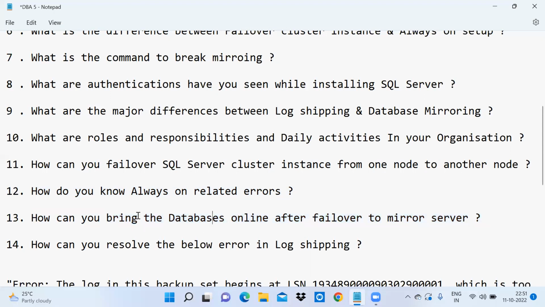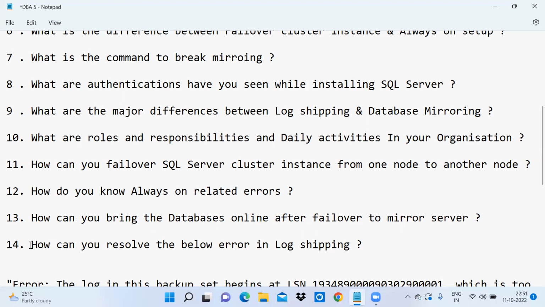So in database mirroring, principal server and mirror server is there. Application is connected to principal server, right? Whenever we failover in mirror, okay, before that in mirror server our database is in restoring mode, right? When we fail over from principal to mirror, still they are not online, right? So now he's asking the question, how to bring them online, okay?